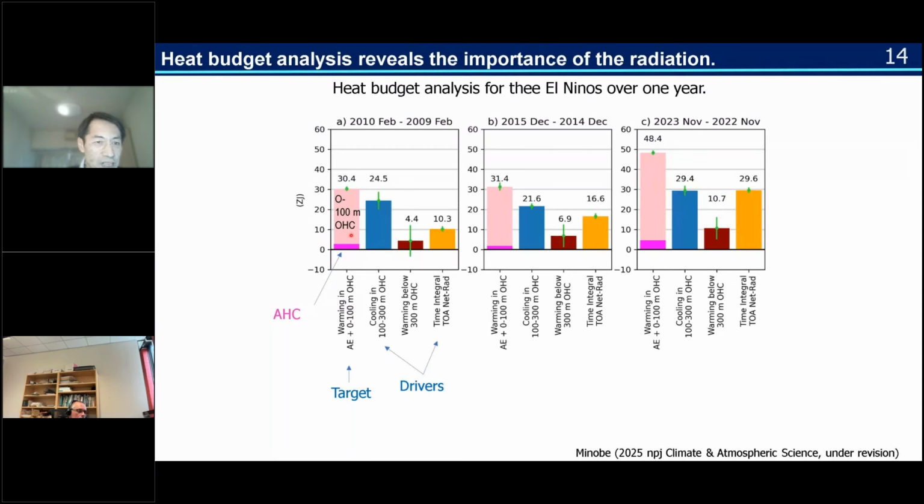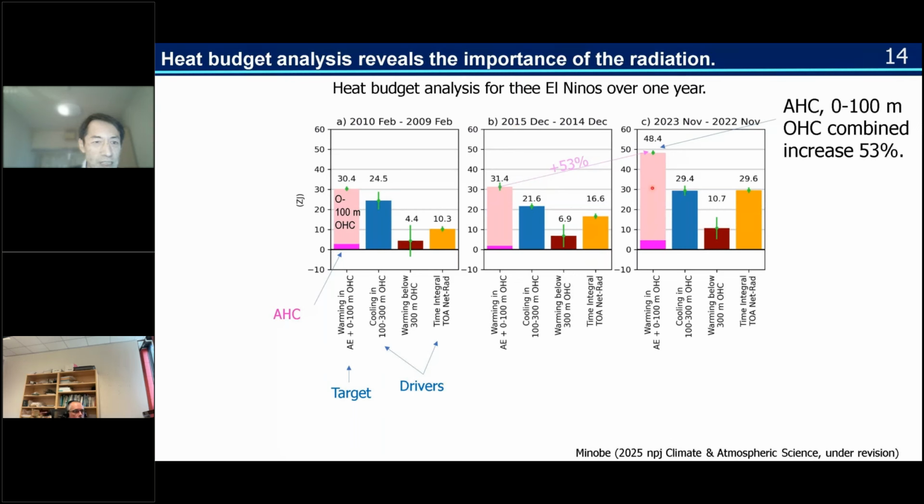The second bar is cooling in the 100 to 300 meter depths, so this acts to warm the near surface ocean. And the fourth bar is top of atmosphere net radiation integrated for a 1 year period. The second and fourth bars are drivers and the leftmost bar is the target. We can see that the target increased 50% between the previous El Nino event and the present event.